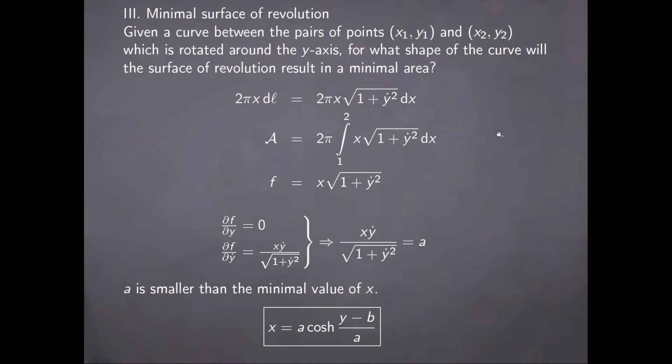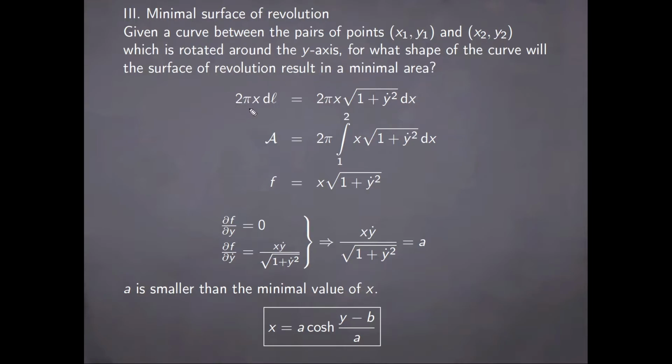Another kind of problem that can be solved with the calculus of variations is the problem of the minimal surface of revolution, which is the following. Given a curve between the pairs of points x1, y1 and x2, y2, which is rotated around the y-axis, for what shape of the curve will the surface of revolution result in a minimal area?